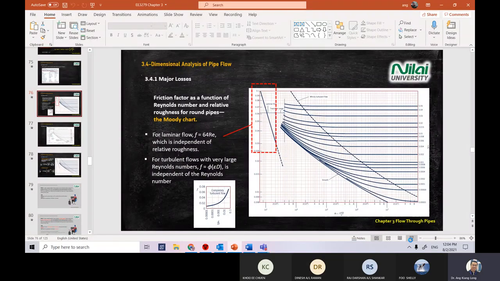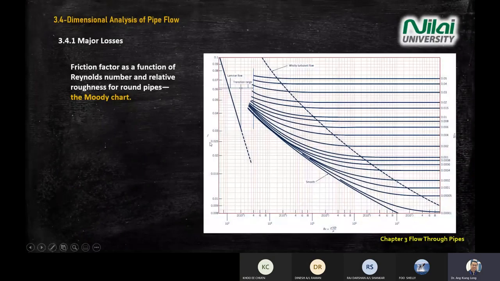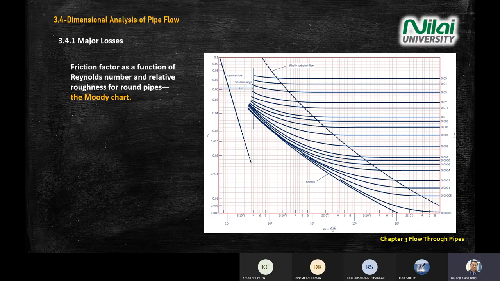Okay, now in our previous class, we stopped at the Moody chart. This is a very important chart that you need for your tests and your final exam, okay? Your test number two, you're going to deal with the Moody chart. This chart is available in the Moodle, so you can download it just for your practice or for your normal revision. So this is the Moody chart.